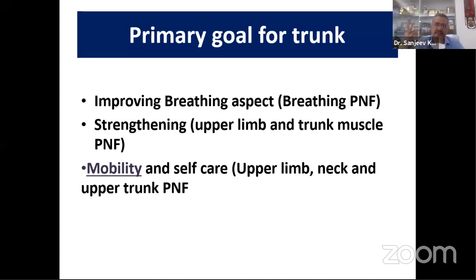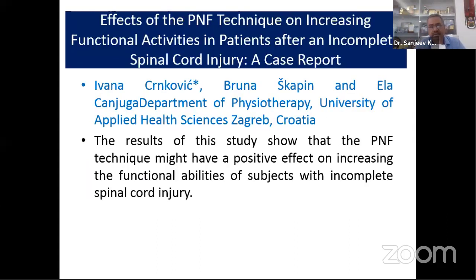So there are three things which you are going to assess, and there are different ways of assessing. Please forgive me, I am not going to deliberate on the assessment part. So how is the breathing, how is the strength, and how is the mobility? This you have seen. After that, you can start giving the therapy.